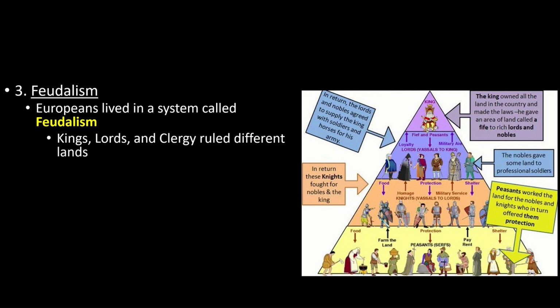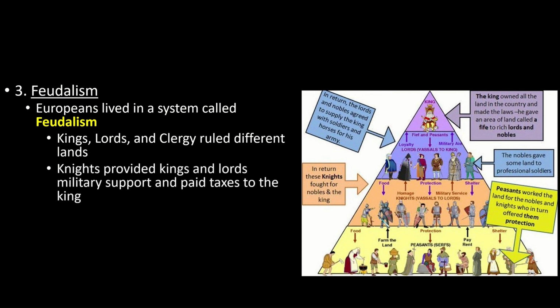Now, later on, people will be able to buy land, all right, like wealthy merchants. And later on, peasants will even be able to own land. But early on, it was pretty much the kings and the nobility that were able and allowed to own land, all right? So they owned land and they ruled the land that they owned. Now, underneath them, every king or lord or church person has to have an army that fights for them, right? So knights provided kings and lords military support, and they also paid taxes to the king. And the king would take that tax money and do something better with the country or build a huge palace.